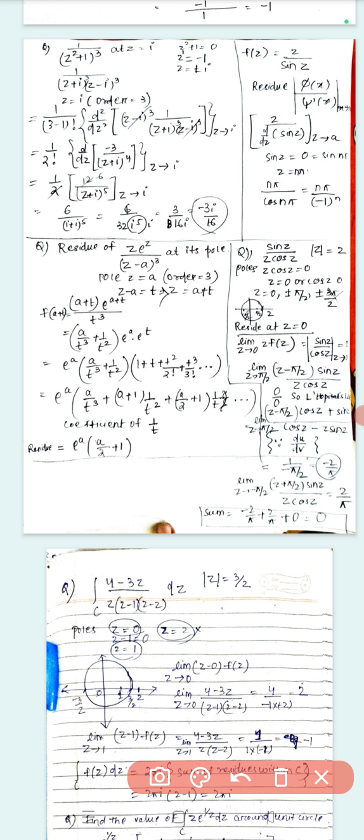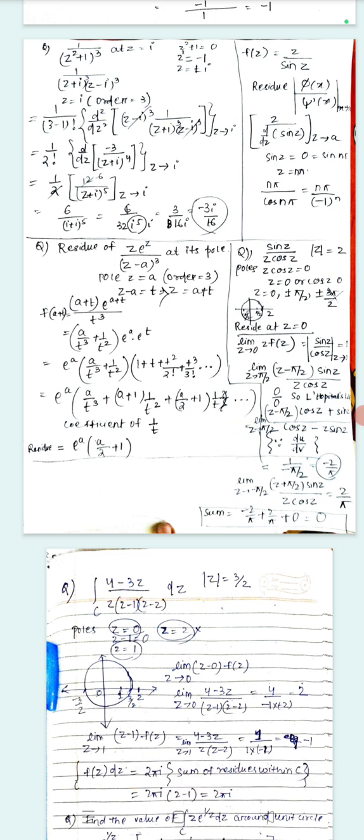Then one question given is z by sin z. If the question is in fraction form, I have told you the formula: make the derivative of the denominator term and put the pole. In this case, the pole is where sin z equals 0, so sin n pi equals 0, z equals n pi. So make the derivative of sin z, which is cos z, then put n pi in place of z. As we know from Fourier series, cos n pi equals minus 1 to the power n.